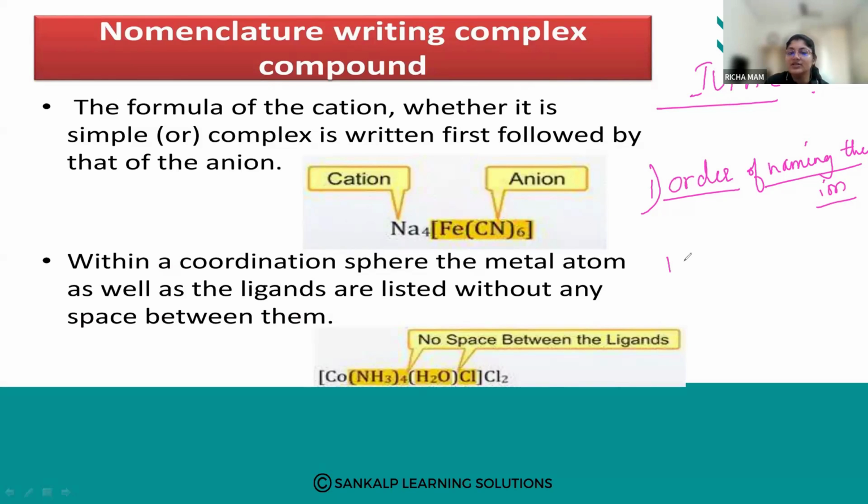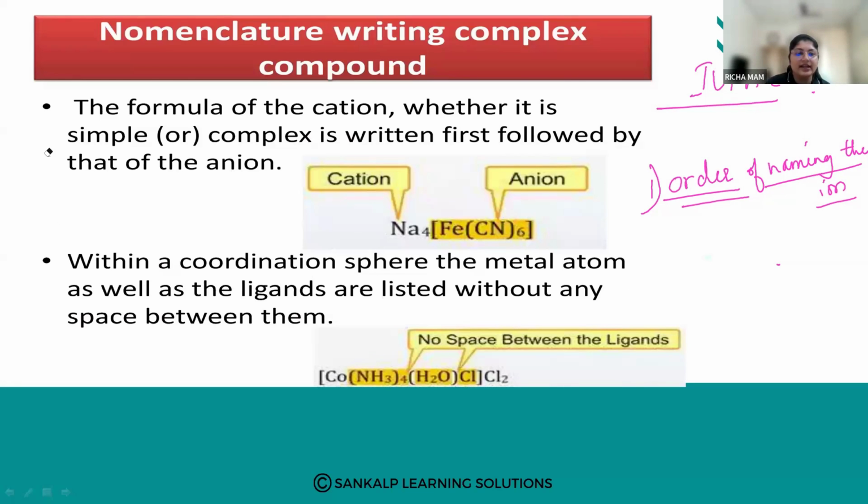Cation means with the positive charge. And anion means with the negative charge. So whenever you are writing the order, you have to write the cation first. The positively charged ion should come first, and then you have to write the name of the anion.